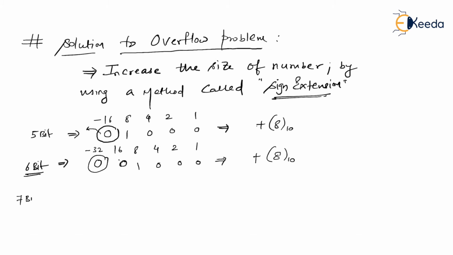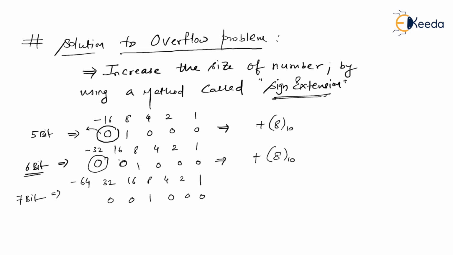Now if I want to go for a 7-bit representation, obviously it would have binary weights as minus 64, 32, 16, 8, 4, 2, 1. Let me just repeat the previous number. The previous number was 0, 0, 1, 0, 0, 0.